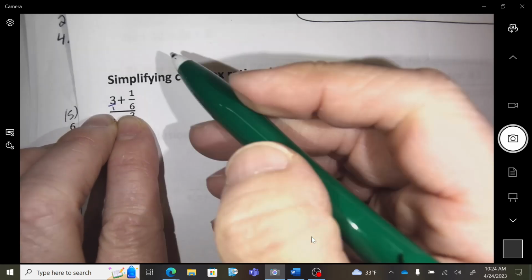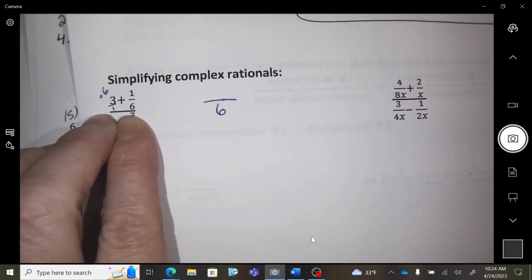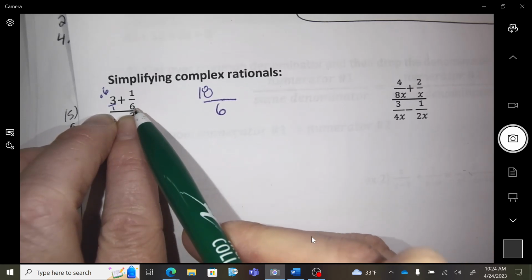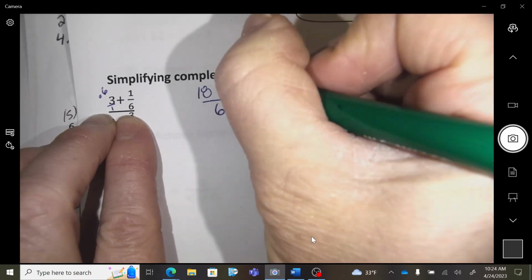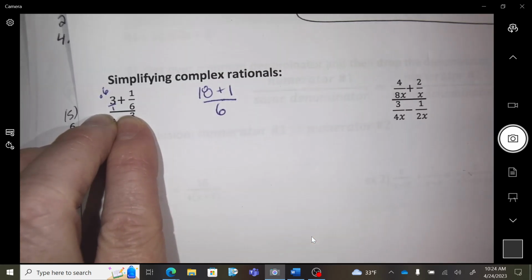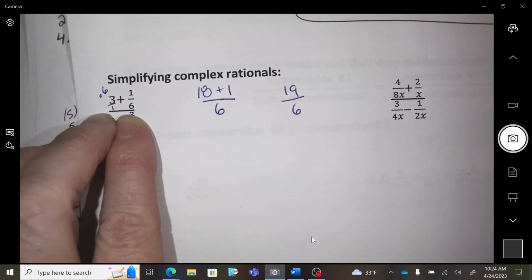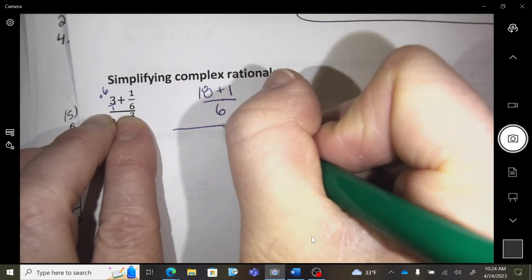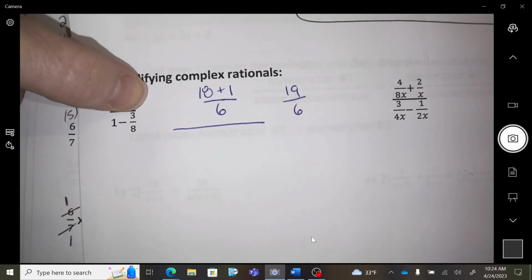So if I picked 6, I would have to times this by 6, which is 18. And this has a 6, so I leave that plus 1. Do you have to write it like that, or did you just do that? And then on my next step, I would be doing that. Okay, all over.